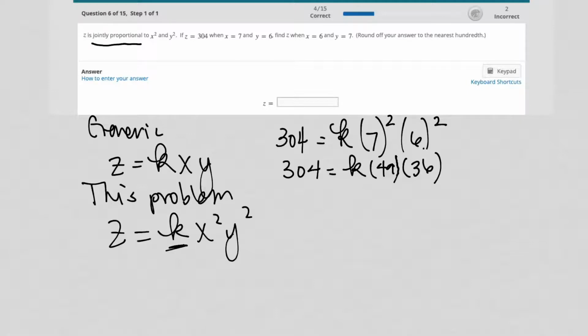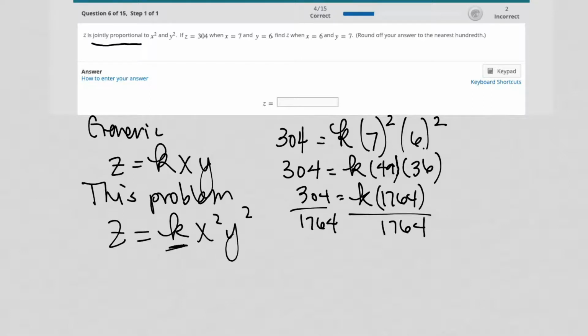I'm going to grab my calculator. So we have 304 equals k, and then 49 times 36 is 1,764. So I'm going to solve for k by dividing both sides by 1,764. So k is equal to 304 over 1,764. And I don't like to round, so I'm going to keep the k value at that.